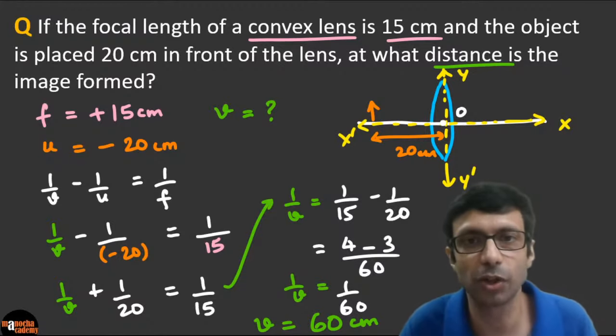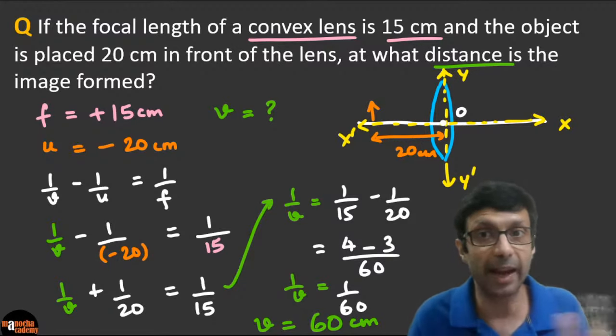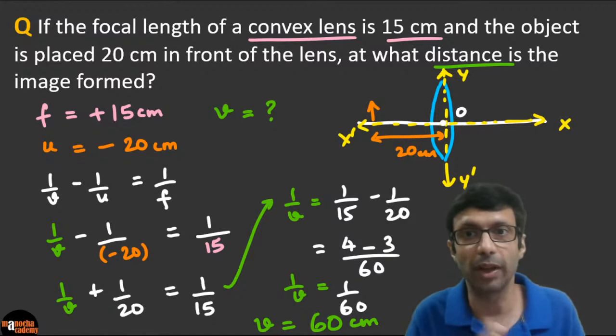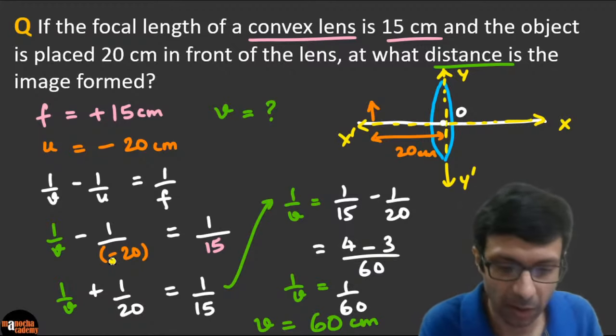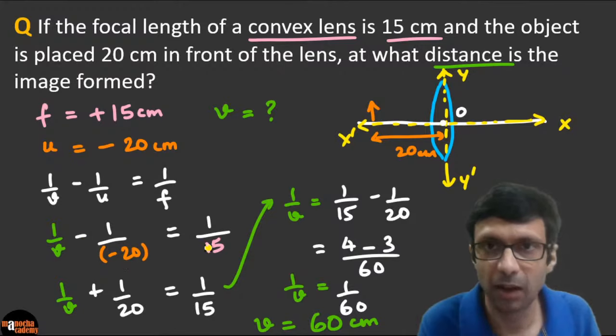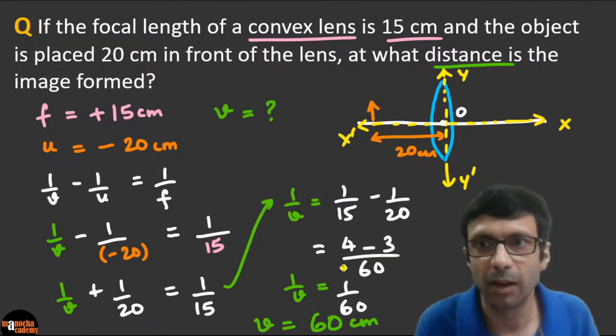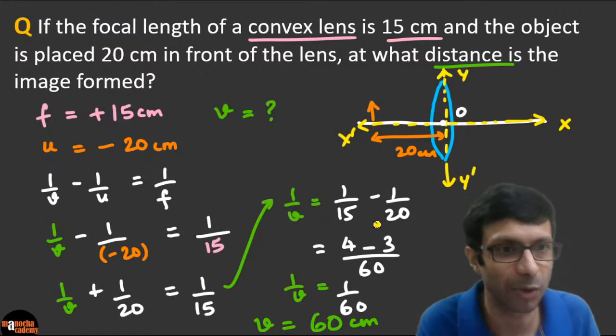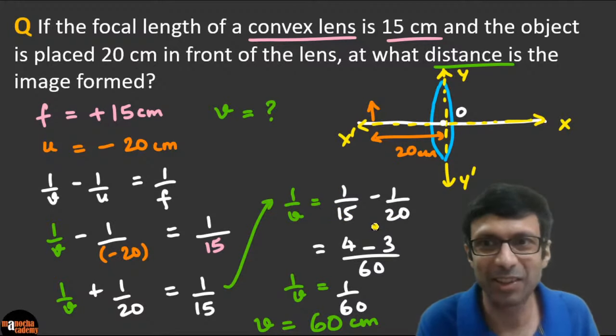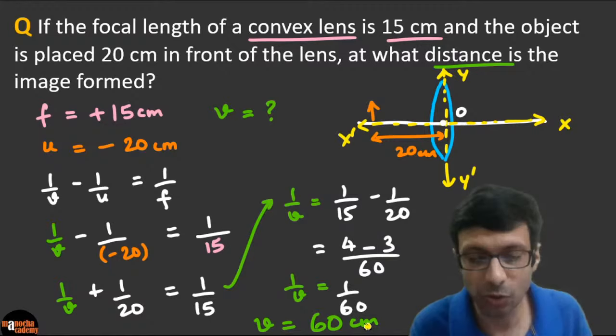Please see the calculations. Because u is negative. Because u is to the left of the lens on the negative x-axis, right? So we substituted minus 20 here. And the minus minus becomes plus. And focal length of a convex lens is positive. Okay. So 1 by 15 minus 1 by 20. Definitely you're going to get a positive answer here because 1 by 15 is bigger than 1 by 20, right? So excellent. So we are getting V is 60 centimeters.